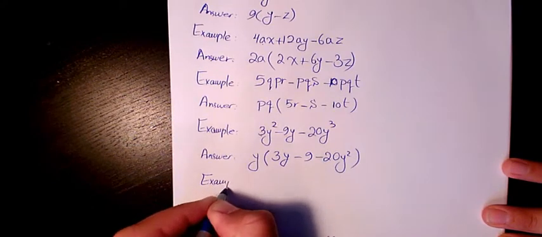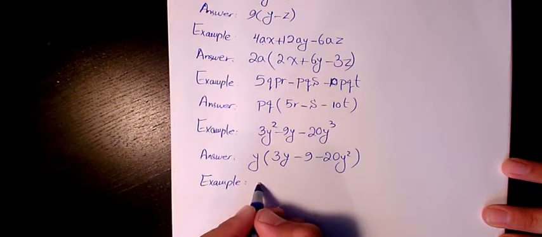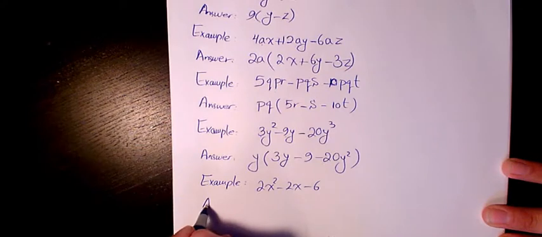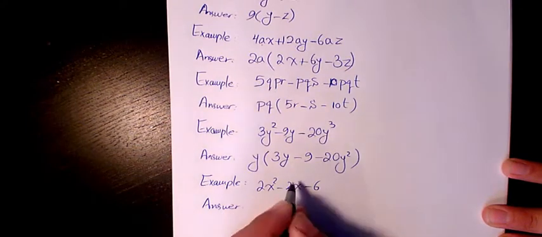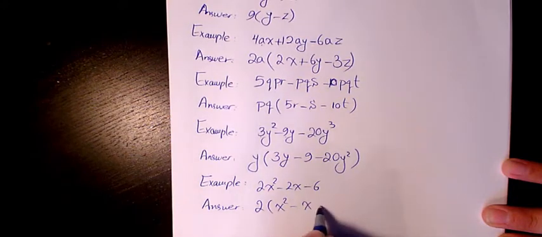Next example, we have 2x squared minus 2x minus 6. The answer will be: factor 2, and it's going to be x squared minus x minus 3.